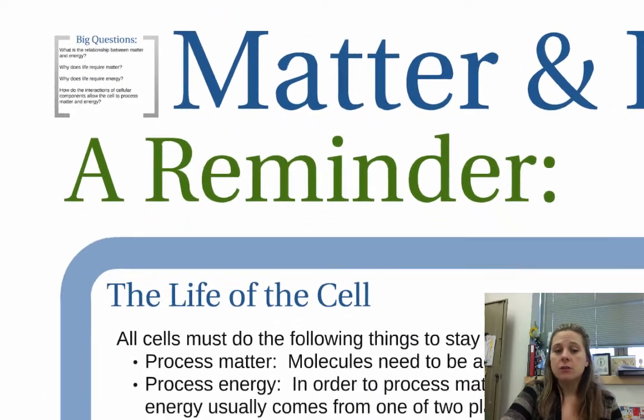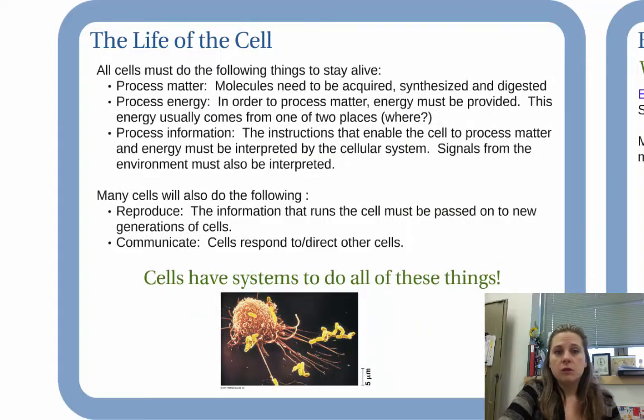But first, a little reminder. So the life of the cell. We know cells have to do certain things in order to stay alive. They need to process matter. Anything that comes in needs to be processed. They need to be able to process energy in order to do the things that they do. That's why we need it. And they need to be able to process information. So what are the instructions and various signals that come in that the cell can interpret and respond to accordingly?